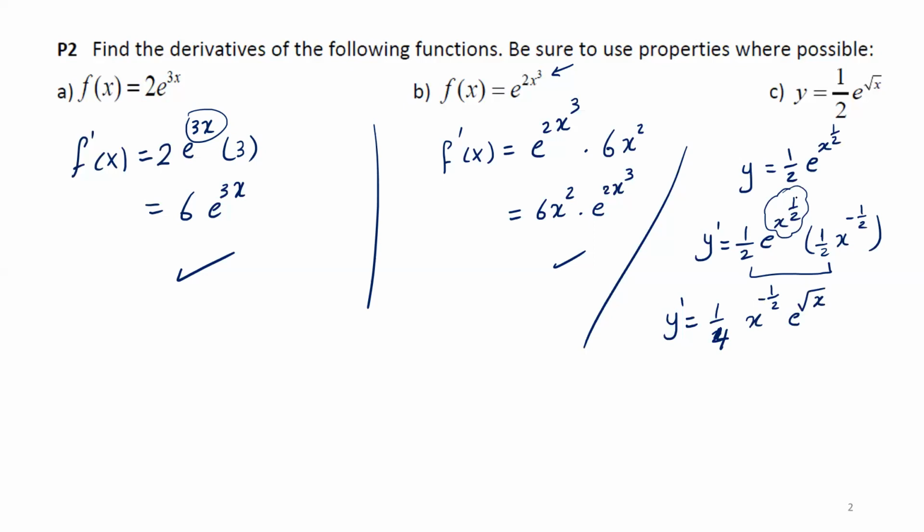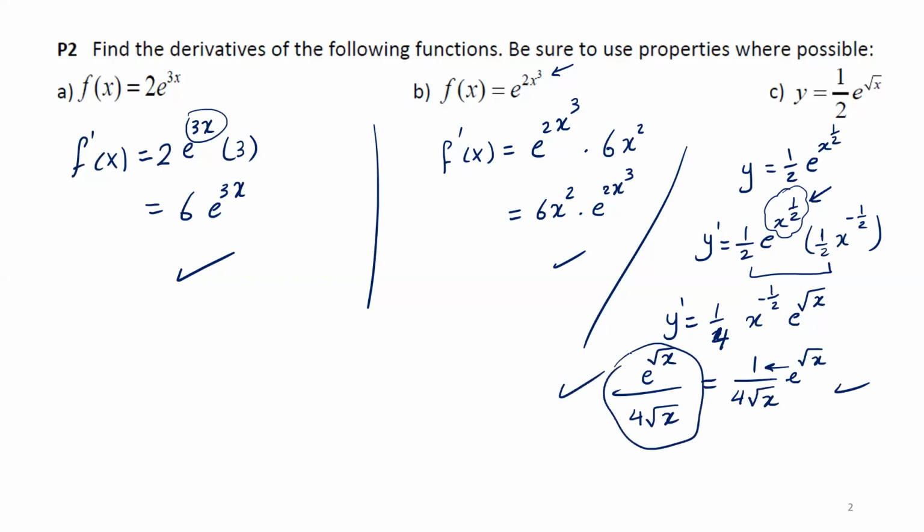You can rewrite x power half back as root x. Of course, you can simplify your answer by writing 1 over 4 root x times e to the radical x. Or you can multiply, writing e power radical x over 4 square root of x. And this is the final simplified answer.